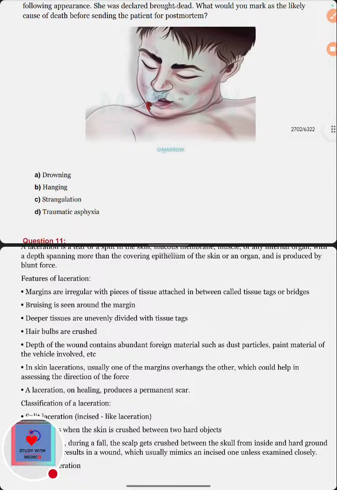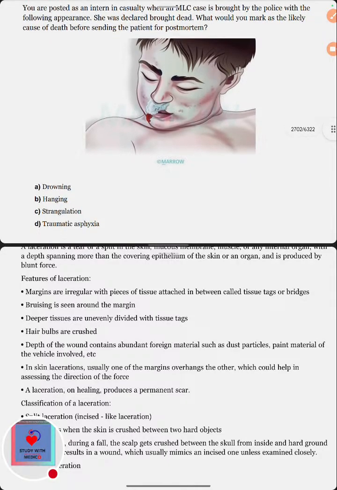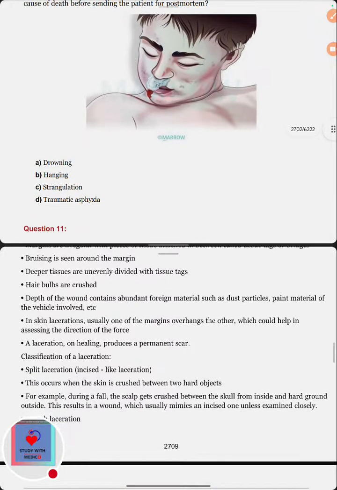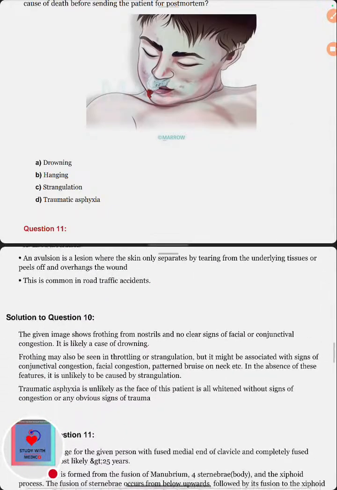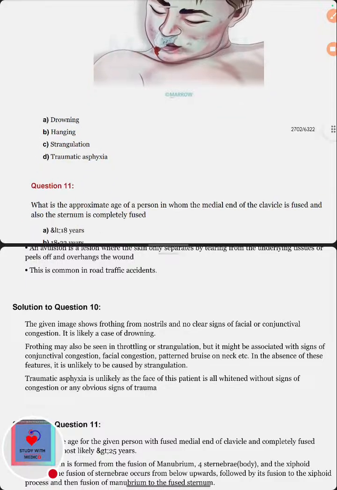In case of drowning, the body is coming with froth. Traumatic asphyxia has a neck finding, strangulation has a neck finding, hanging has a neck finding, like that. So question number 10, the answer is drowning. No clear signs of facial congestion.